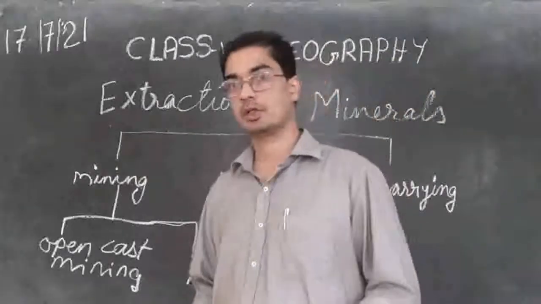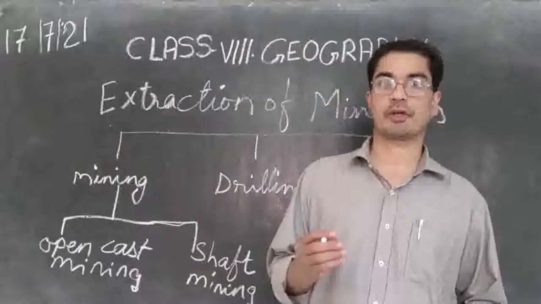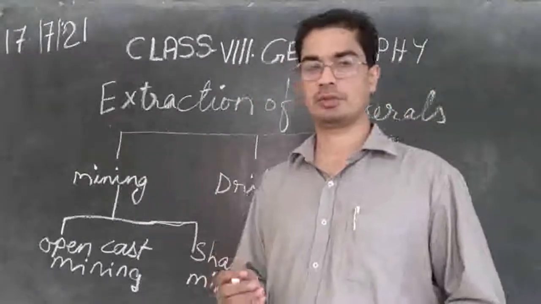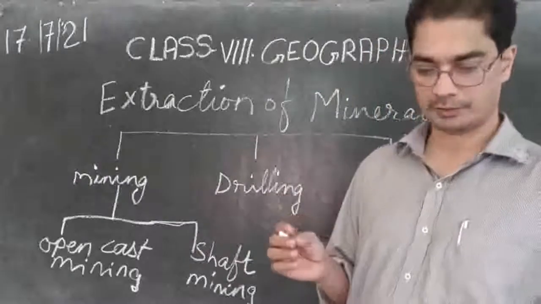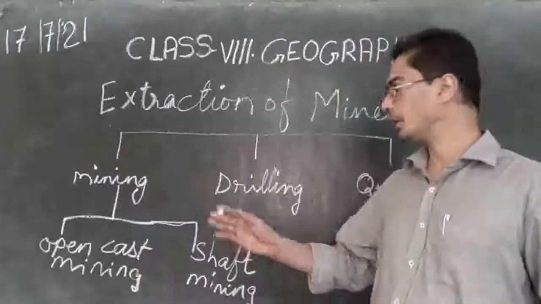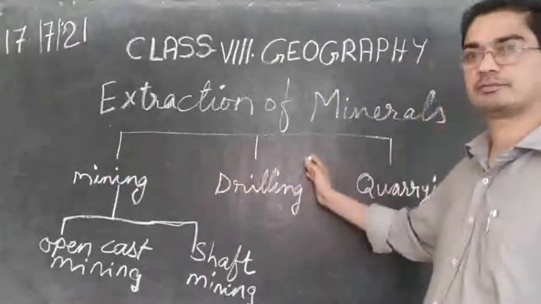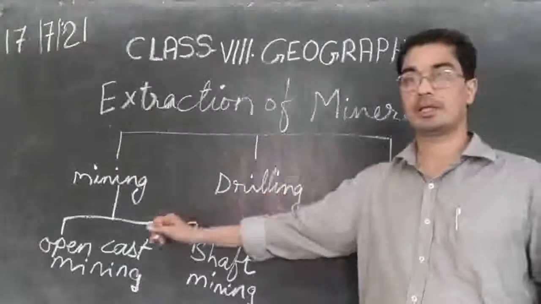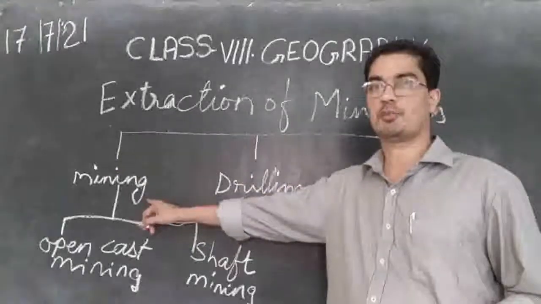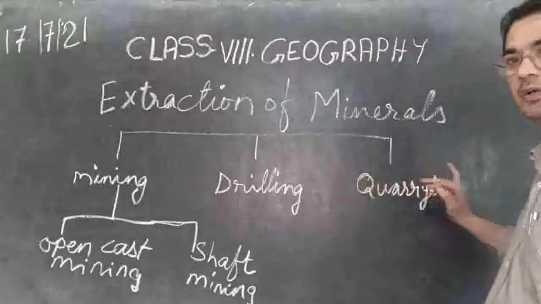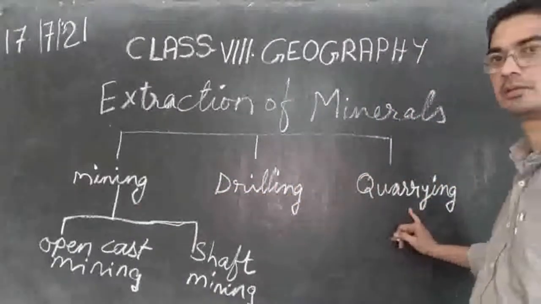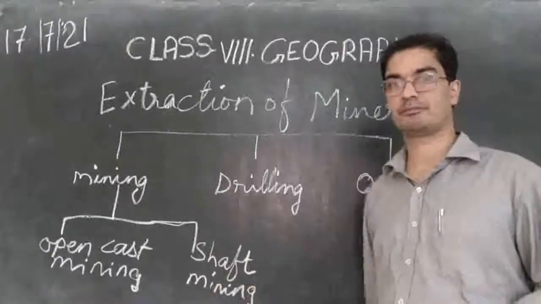So today let us go in detail about the different methods that we use in order to extract the minerals from under the earth. So here in this chart you will find there are mainly three methods. One is mining, another one is drilling, another one is quarrying. So let's see what is mining.